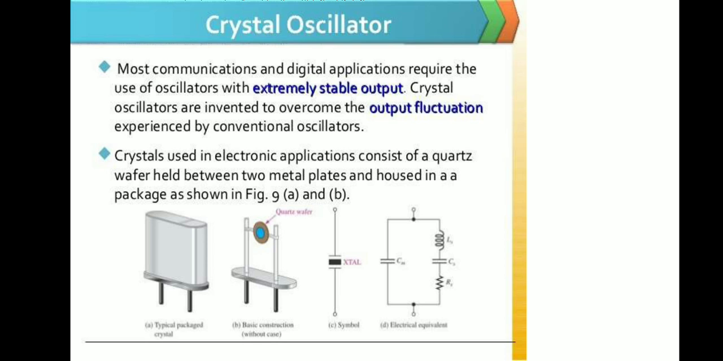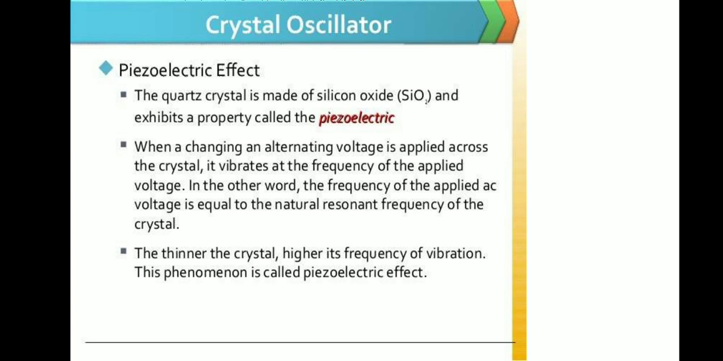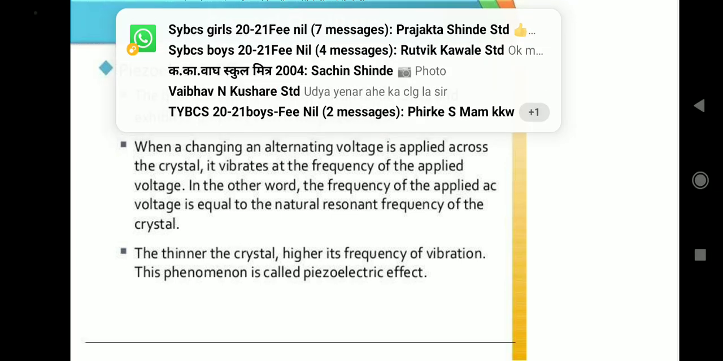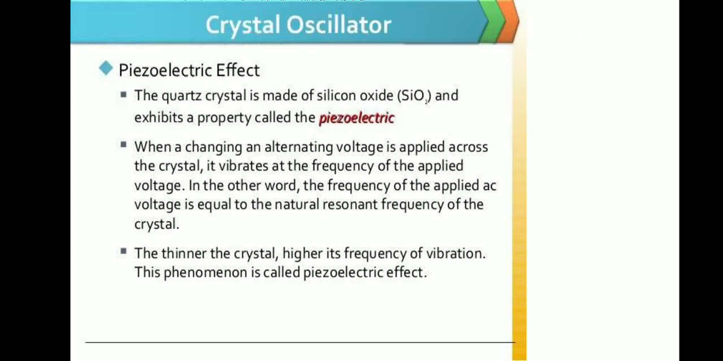Crystal oscillator. The piezoelectric effect. The quartz crystal is made of silicon dioxide and exhibits the property of the piezoelectric effect. When an alternating voltage is applied to the crystal, it vibrates at the frequency of the applied voltage. In other words, the frequency of the applied AC voltage is equal to the natural resonance frequency of the crystal. The thinner the crystal, the higher its frequency of vibration. This phenomenon is called the piezoelectric effect.